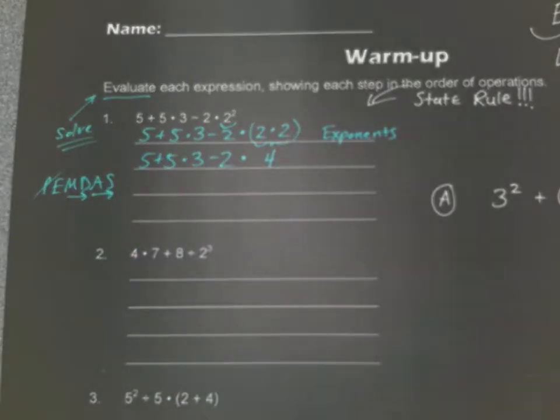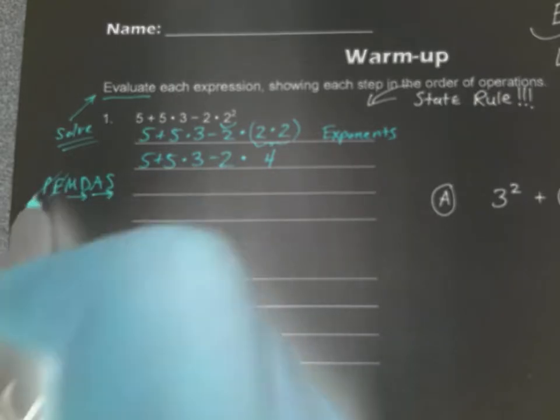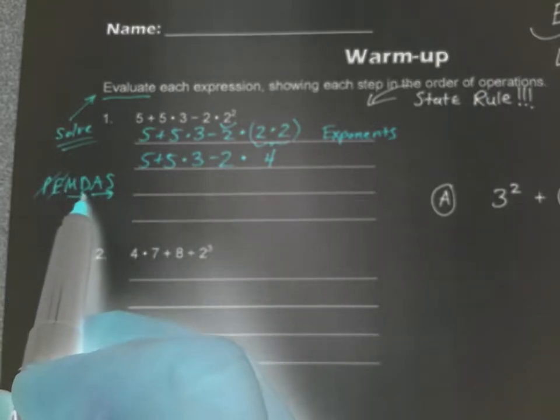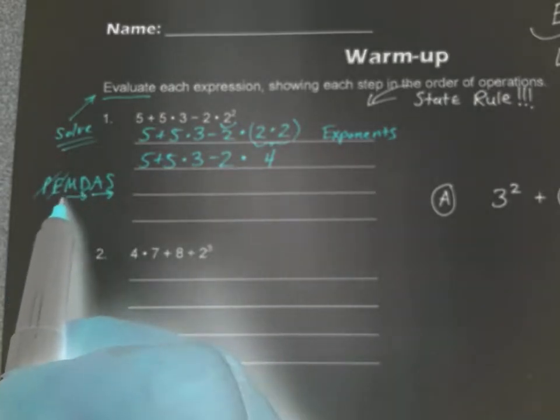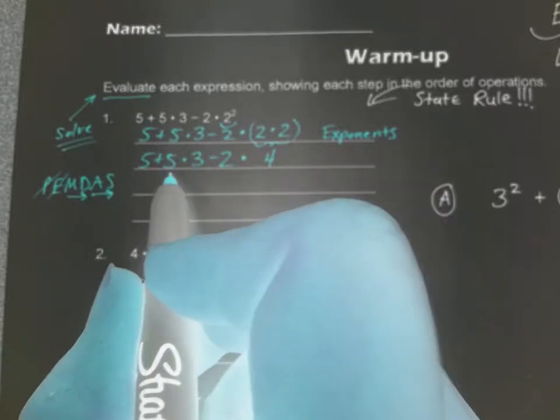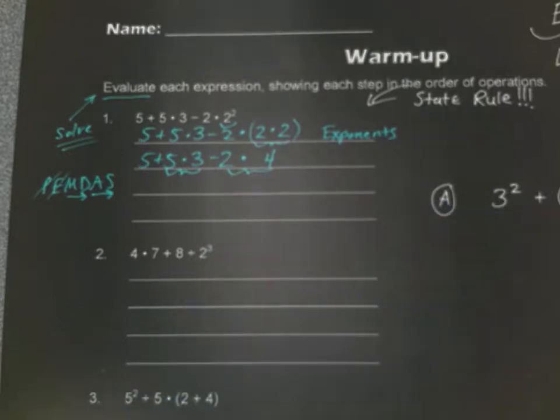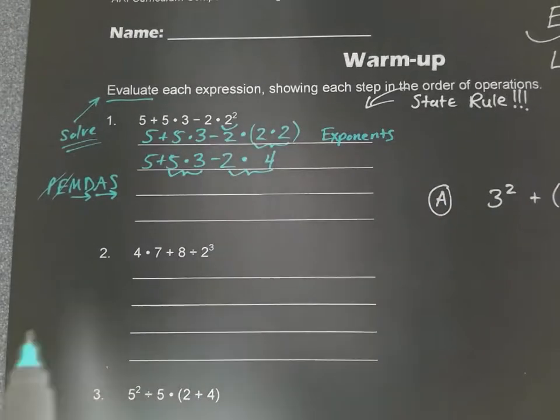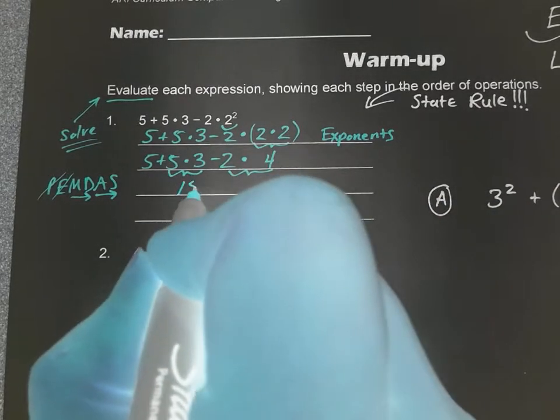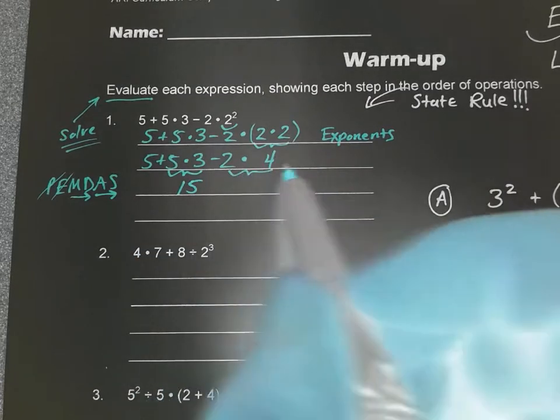Well, what do we have next? No more exponents. Cross that off. Do we have multiplication or division? And if so, we have to work in order from left to right. Well, I see some multiplication happening right here, and I see another one happening right here in a minute. Let's see if we can figure these out. What is 5 times 3? 15 sounds good. What is 2 times 4?